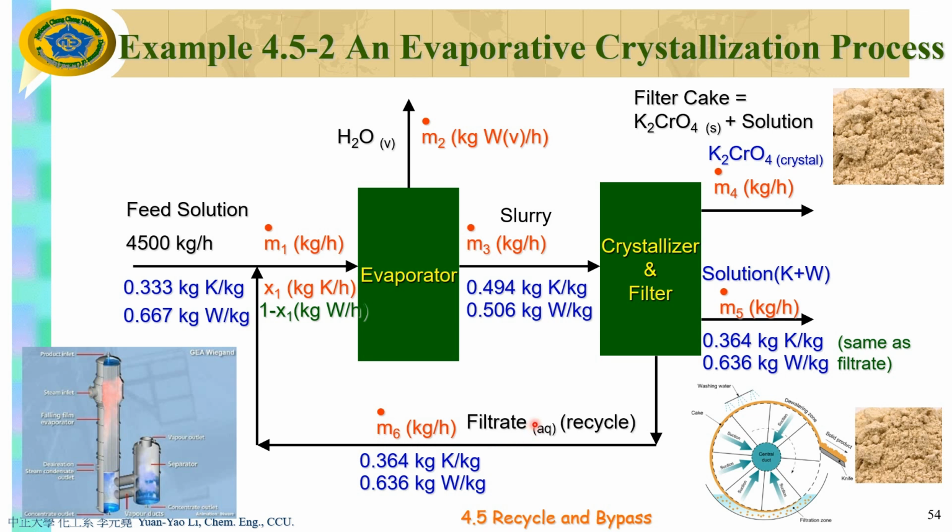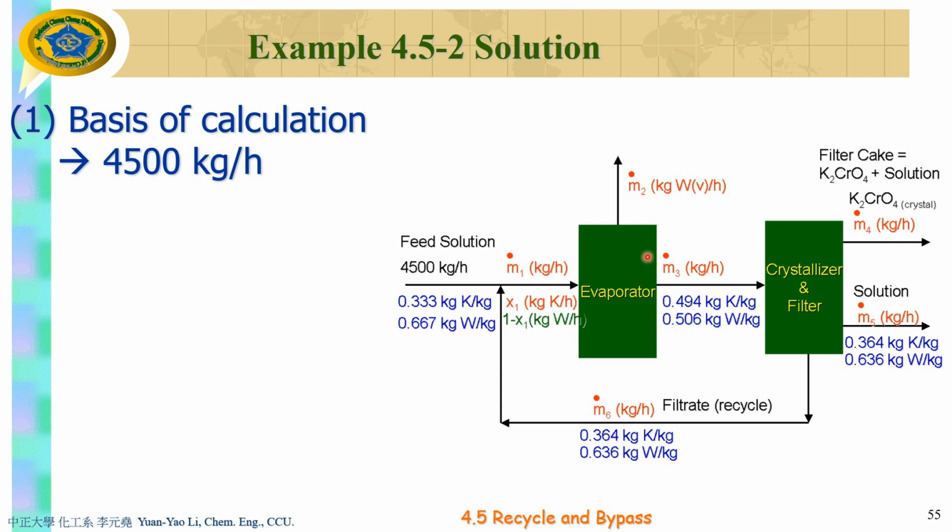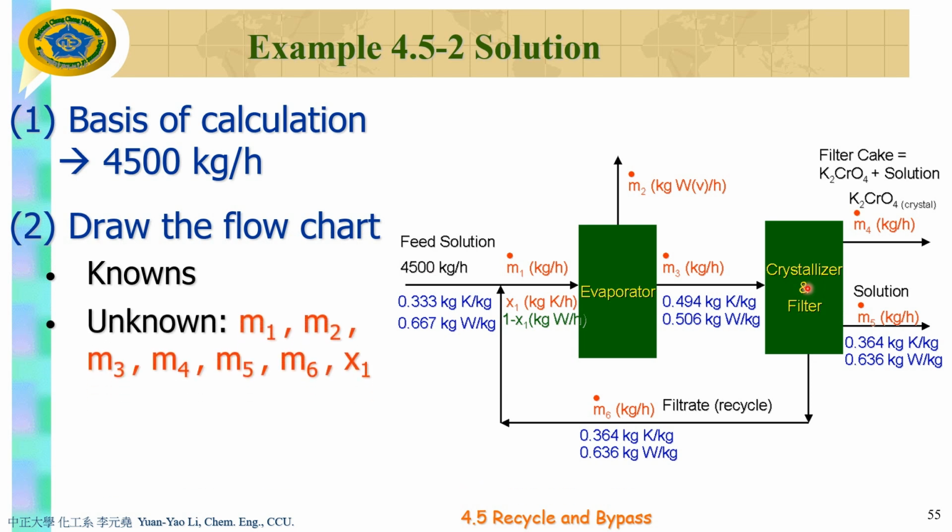Okay, so how many unknowns? 1, 2, 3, 4, 5, 6, 7. There are 7 unknowns. So let's make it small, and let's do DOF. Remember, there are 9 steps. Step 1 is what? Choose the basis. We already have the basis. Second, draw the flow chart and label knowns and unknowns. Right, so you have 7 unknowns.